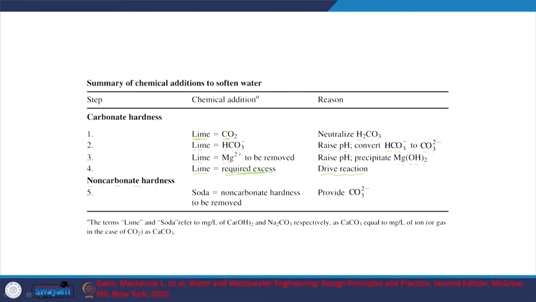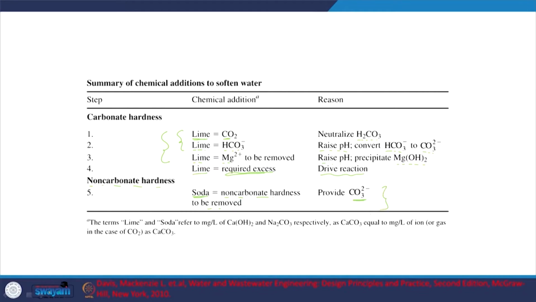For non-carbonate hardness, obviously what is it we want? We want a CO3 2 minus source. So, soda ash or soda, because non-carbonate hardness has to be removed. So, we are providing CO3 2 minus, let us say. So, this is why we are adding it. In general, this is called lime addition, and this is called excess lime addition, let us say. When I am also adding lime to remove magnesium and such, I am going to refer to it as excess lime addition. And then obviously, if I am removing non-carbonate hardness, this is the soda ash, let us see.